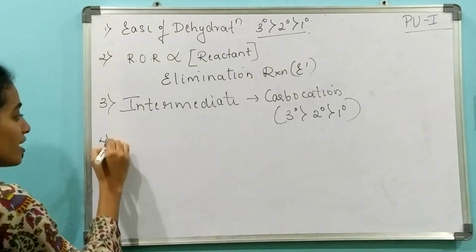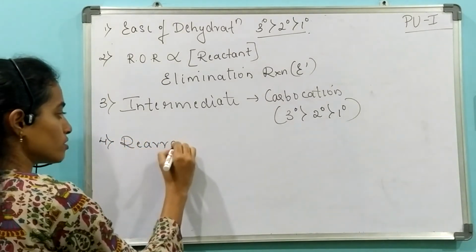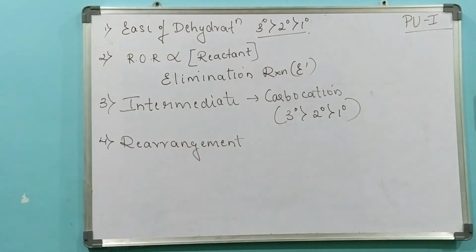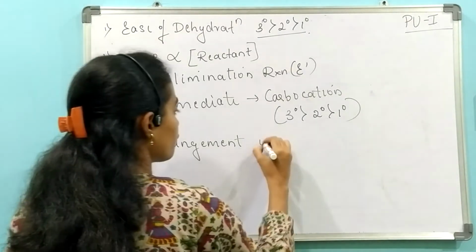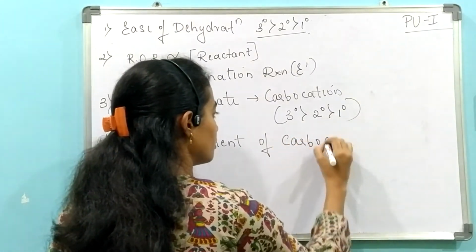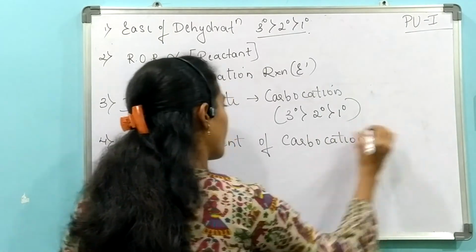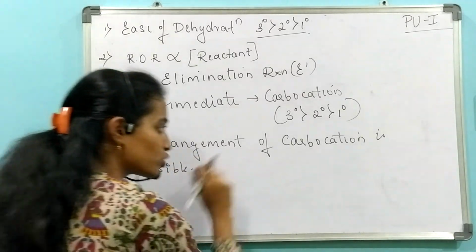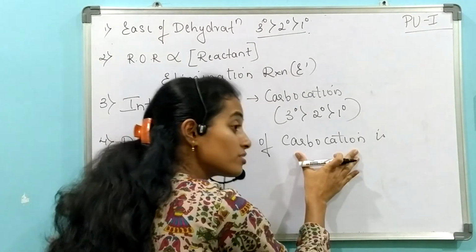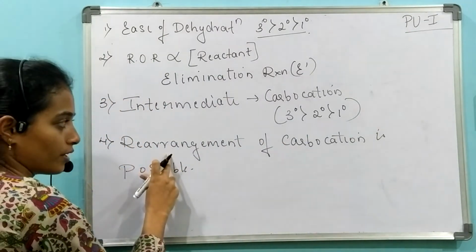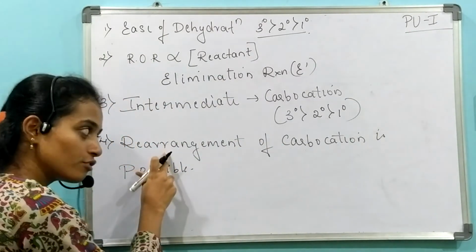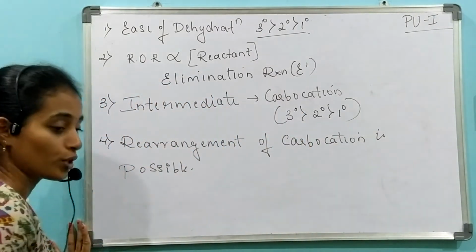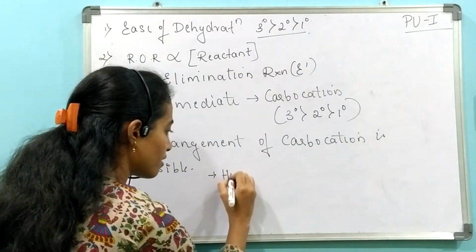And next point, rearrangement is possible. I'll take the next example and explain what this rearrangement of carbocation is. Why do you do this rearrangement? To make the carbocation more stable, there is a possibility of doing rearrangement. What rearrangement are you going to do? Either you will be doing a hydride shift.